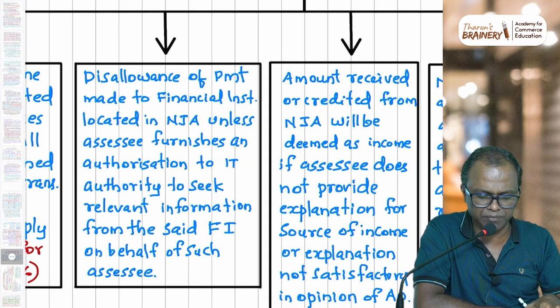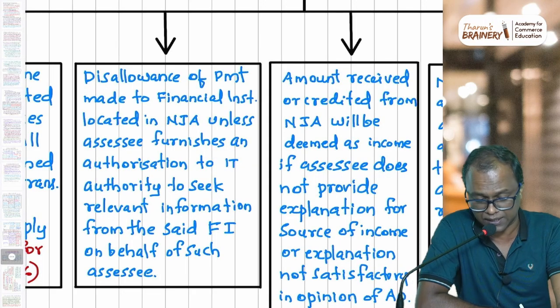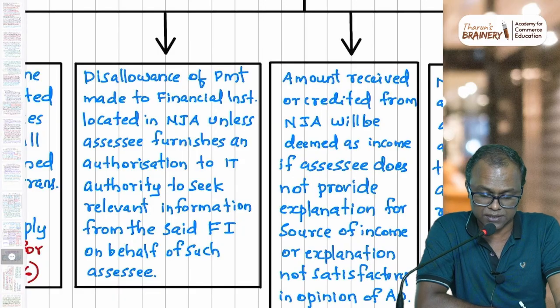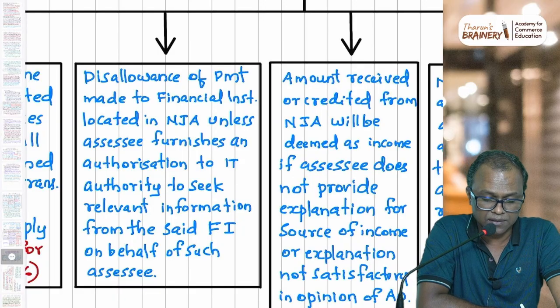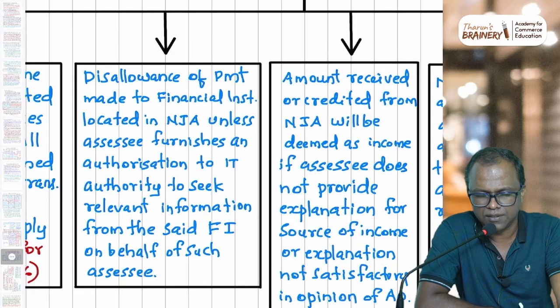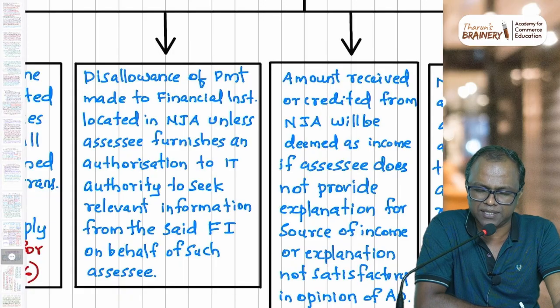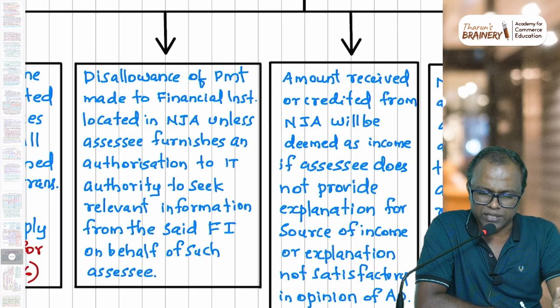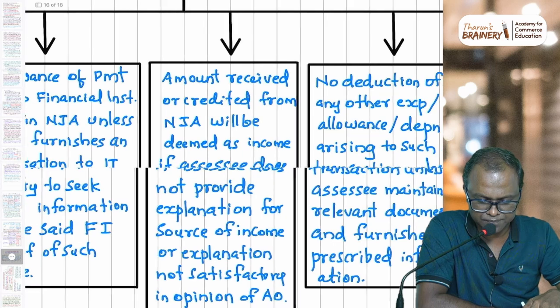So there is disallowance of payment made to a financial institution located in NJA unless the assessee furnishes an authorization to the income tax authority to seek relevant information from the said financial institution on behalf of such assessee. Whatever information can be asked by the Indian entity will also be asked by the CBDT, and that other entity must provide it. If there is no such arrangement, this expense will not be allowed in India.